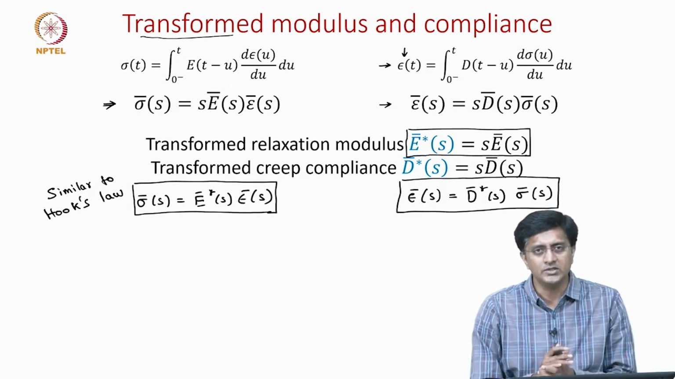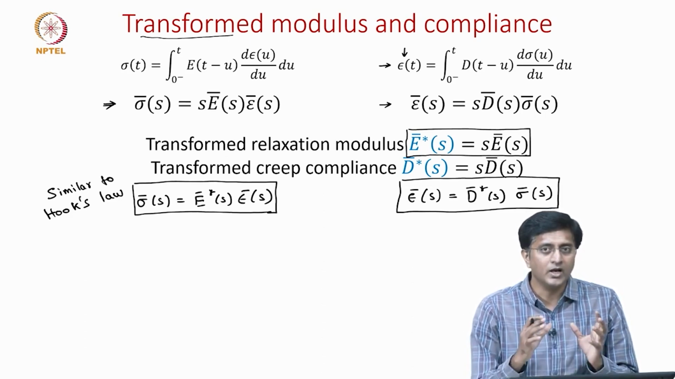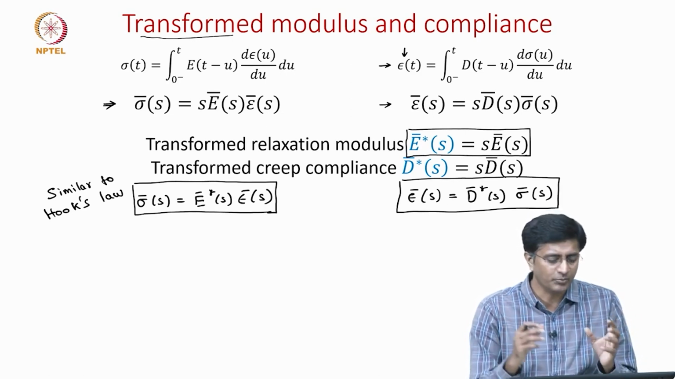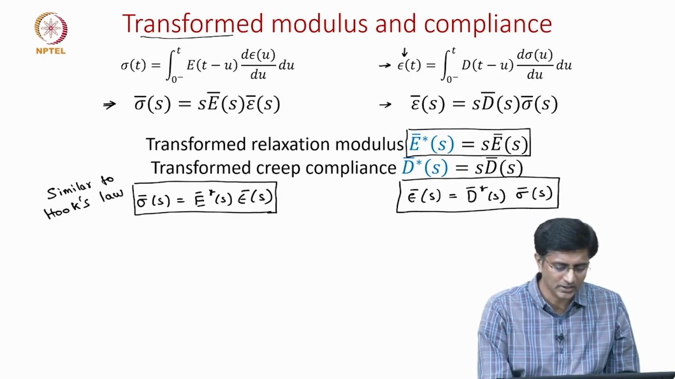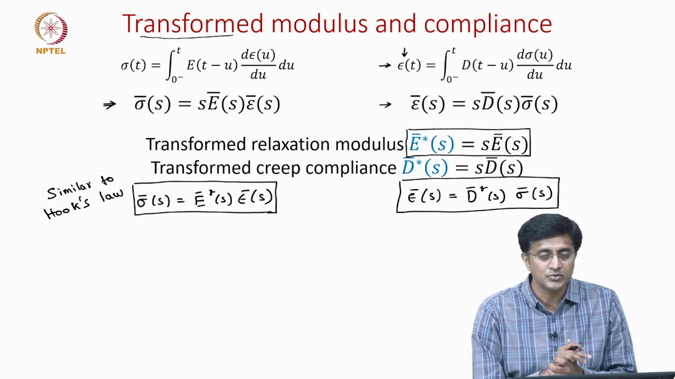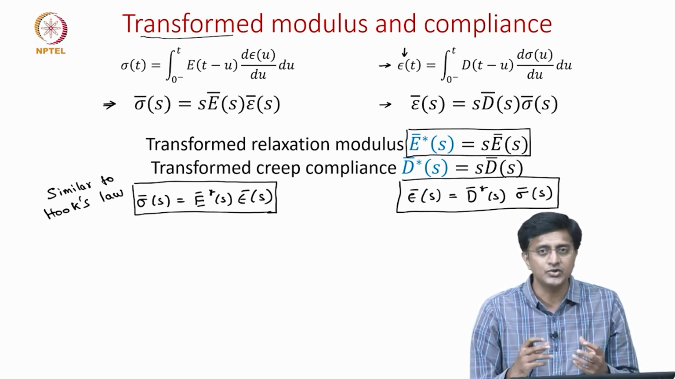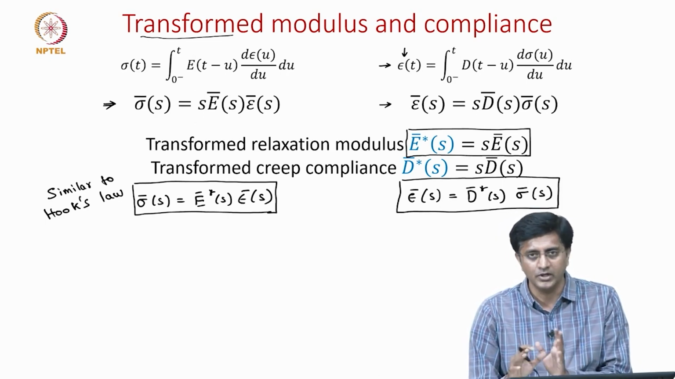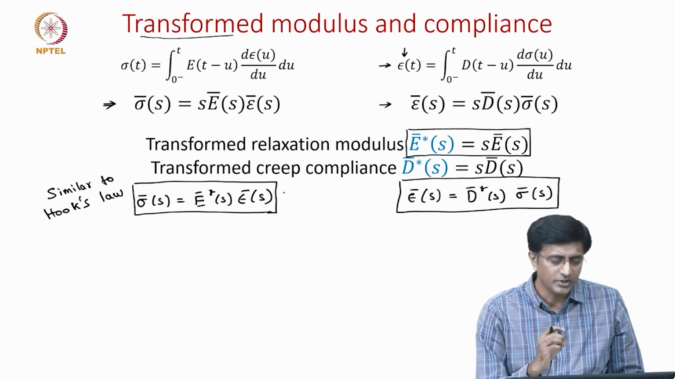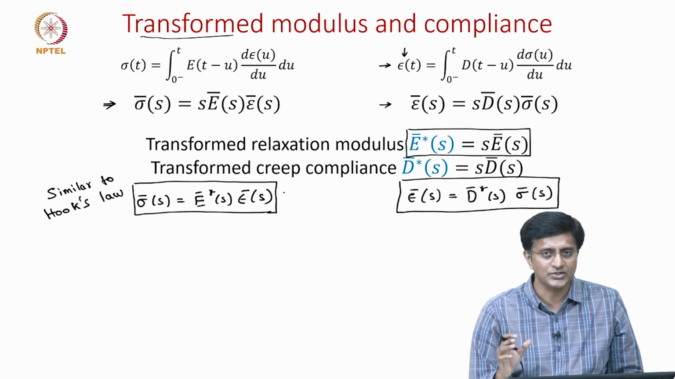What we are trying to show is a very good observation, meaning that in the Laplace domain the stress and strain are proportional, and that proportionality constant is given by either E star or D star depending on what we are looking at. This allows us to apply elastic solutions in the Laplace domain. In a while I will go there, but it is a very important observation that both the stress and strain are related using E star and D star in the transform domains.